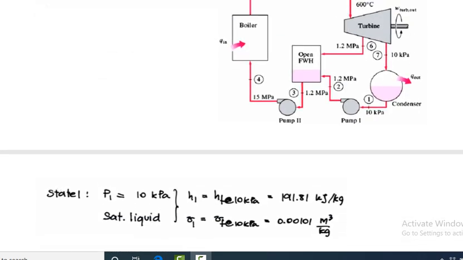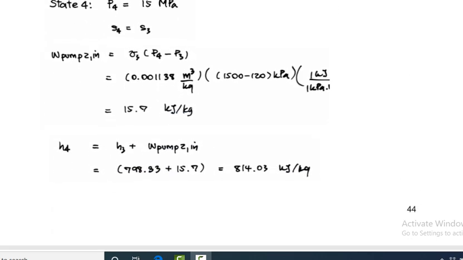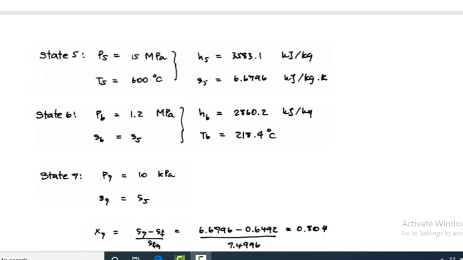15 megapascal means the feed water enters into the turbine. At that time the pressure of that water is 15 megapascal. That means go again to the steam table. At the steam table, P5 is 15 megapascal and T5 is 600 degrees Celsius. You go to the steam table and find the values of enthalpy and entropy. The enthalpy is H5 equals 3583.1 kJ per kg and S5 equals 6.6796 kJ per kg K. These are the values obtained from this steam table.